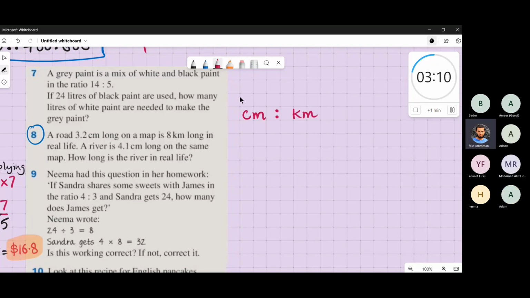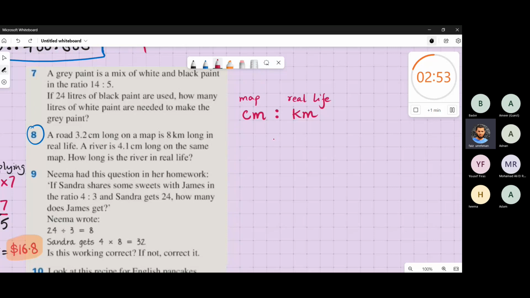Okay, so let's call it map and let's call it real life. Map and real life.